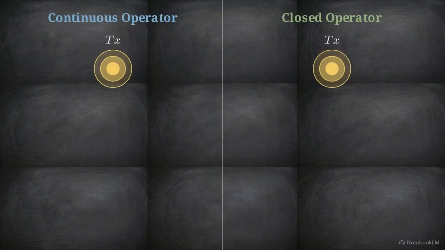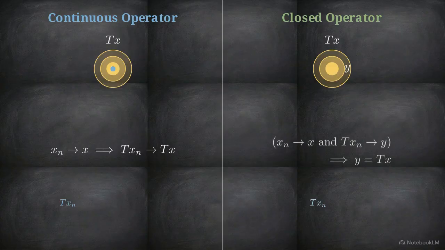This split screen shows a critical distinction. On the left, a continuous operator guarantees any sequence reaches a predictable target. On the right, a closed operator makes a weaker promise. A sequence might diverge, but if it lands exactly on the target.